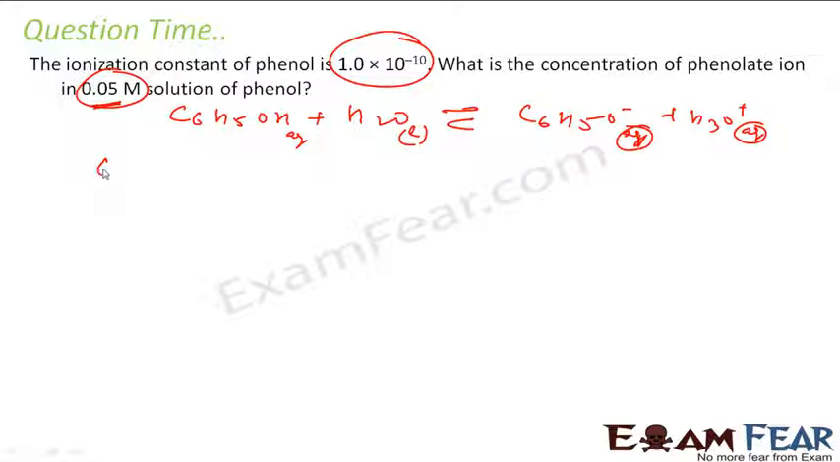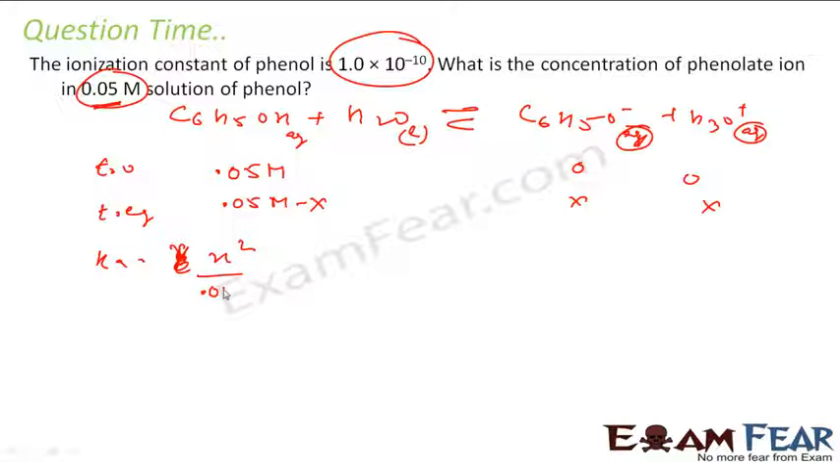That means at t equal to 0, this was 0.05 M and this was 0 and this was 0. At equilibrium, this becomes 0.05 M minus x, this became x, this became x. So K, if you want to find, is nothing but the concentration of these squared. I'll just write it directly: x square by (0.05 M minus x), and this is nothing but 10 to the power minus 10. If you solve this, you get x to be 2.2 into 10 to the power minus 6.